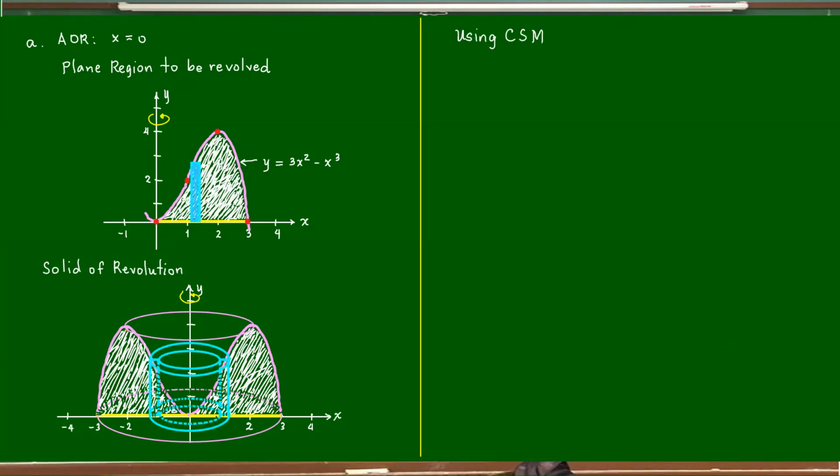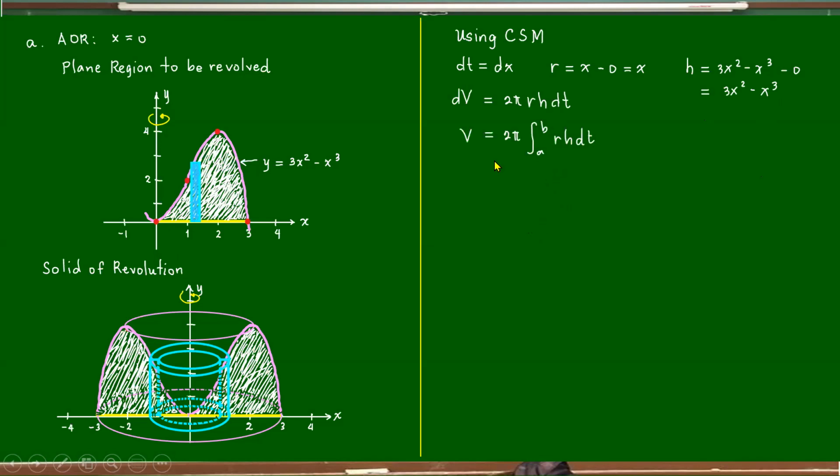Using the cylindrical shell method, we have dt equals dx. The radius of the shell, the mean radius, is x minus 0. So this is x, that is x right minus x left, 0. So we have x. The height is y higher, 3x squared minus x cubed, minus y lower, 0, getting 3x squared minus x cubed. The differential of V is equal to 2 pi r h dt. So the volume is 2 pi integral from a to b of r h dt.